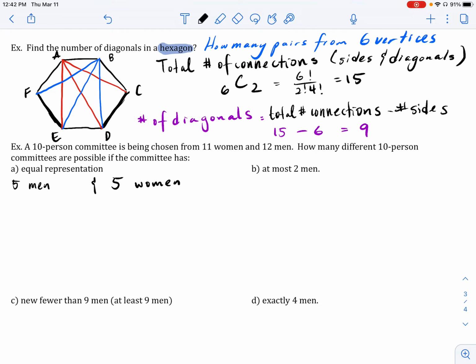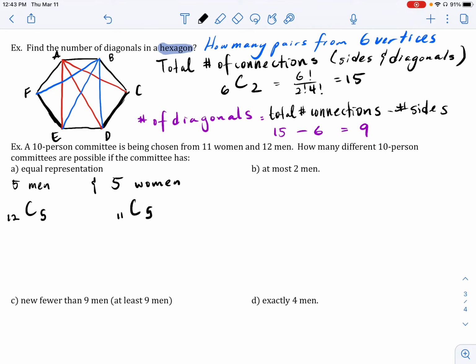All right. Well, what would this look like? So first off, let's calculate the number of different ways we can choose 5 men from the 12 that are available. So if we want to choose 5 men from the 12 that are available, this would look like 12 choose 5. Now let's look at the number of ways we can choose 5 women from the 11 that are available. Well, that would be 11 choose 5.